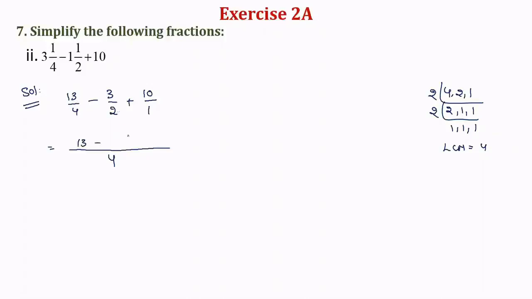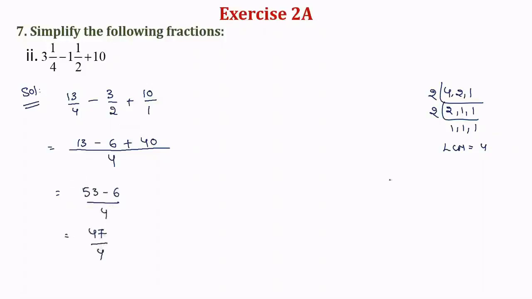So here 2 how many times it divides? 2 times. 2 2s are 4. Multiply the 2 with numerator 3. So 3 2s are 6. Plus here 1 how many times it divides? 4 times. 1 4s are 4. You have to multiply that with 10. 10 4s are 40. So add the positive terms first, which are 53 minus 6. 53 minus 6, which gives 47 by 4.